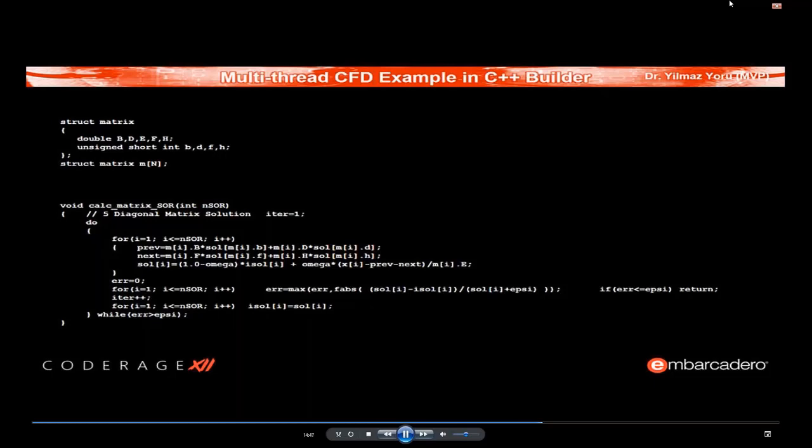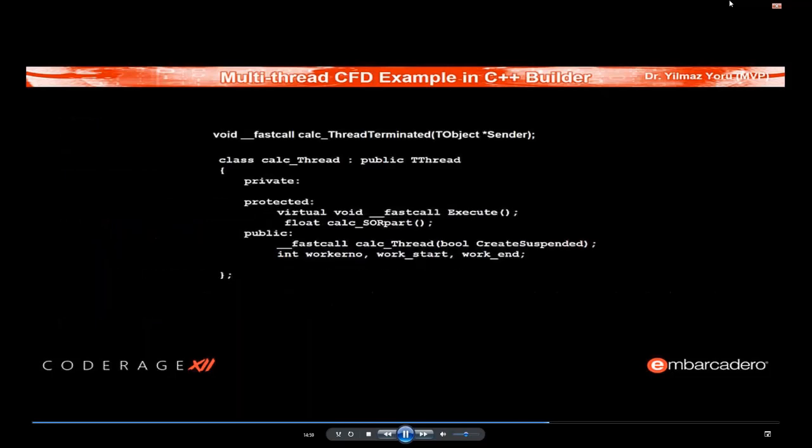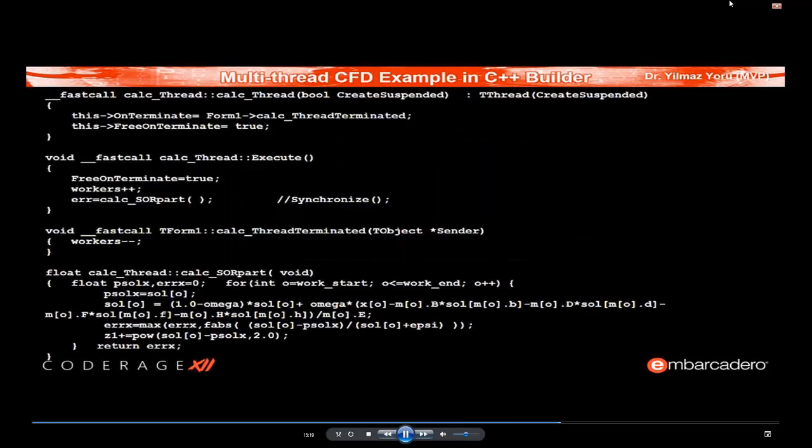If you want to do this multi-thread, first you should define a class of the calculation threads. And this is our class. We have a public worker number, and workers' work start and work end parameters, which define which line of the matrix you will start calculating, and which line of the matrix you will end at and stop the calculation. And those are the threads that we used here.